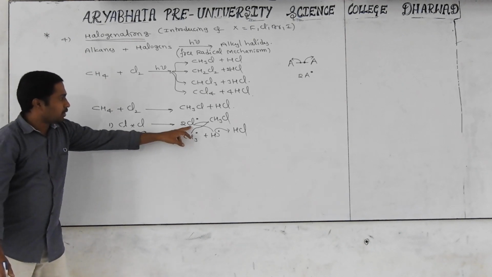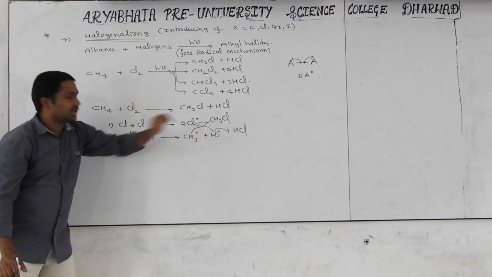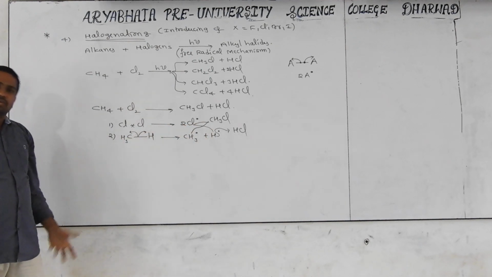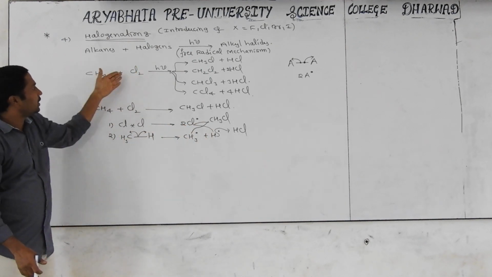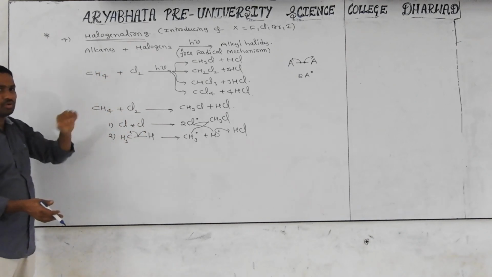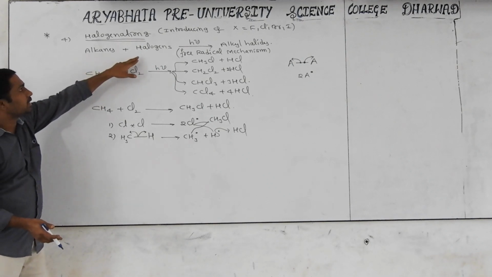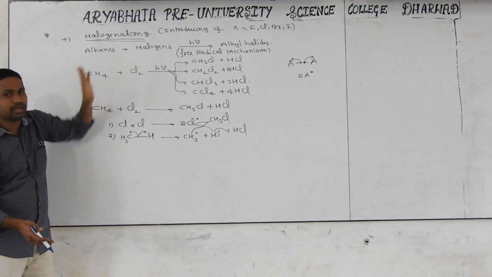One methyl radical, one chlorine radical gives methyl chloride. One hydrogen radical and chlorine radical gives HCl. You can do the same thing with the two hydrogen atoms, and substitution will go on like that. This is not a big issue for us. So whenever an alkane reacts with a halogen in the presence of sunlight, you get an alkyl halide.